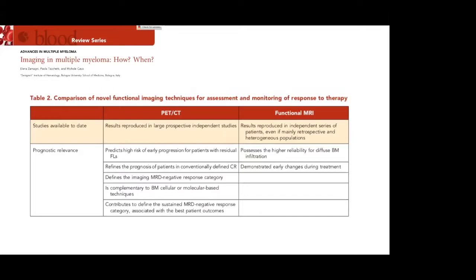But then moving away from diagnostics and looking further into treatment response assessment, the evidence available for PET CT is already quite abundant. There are a few large prospective and independent studies, but for functional MRI, these studies are still lacking. What we have now are independent series of patients, retrospective, quite heterogeneous in acquisition and interpretation. And that's also reflected in all the evidence that's actually available.